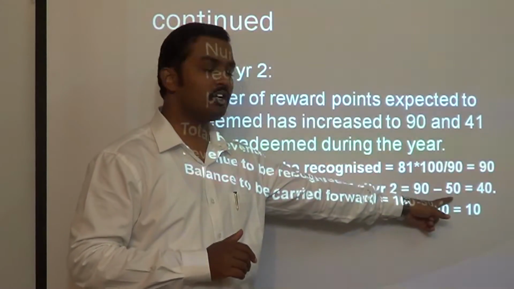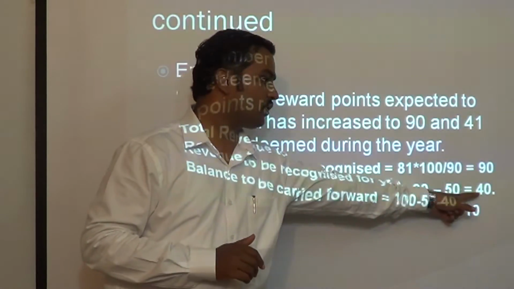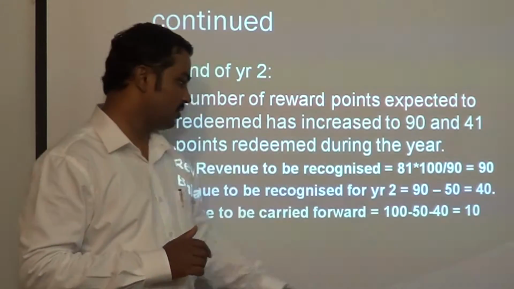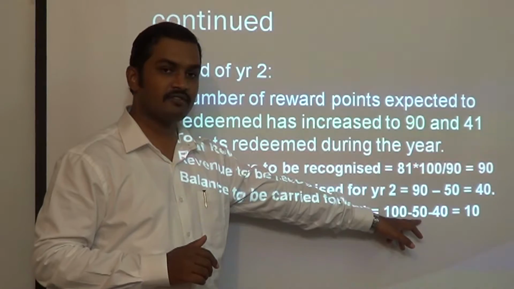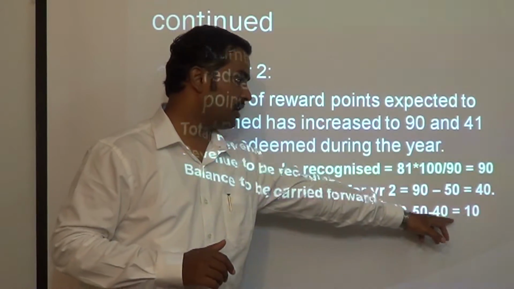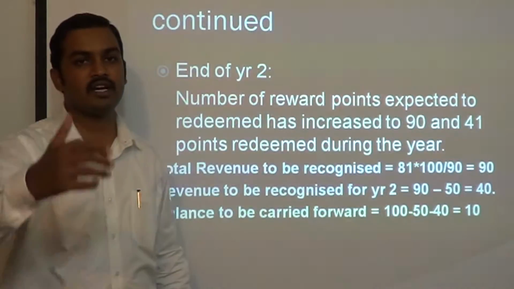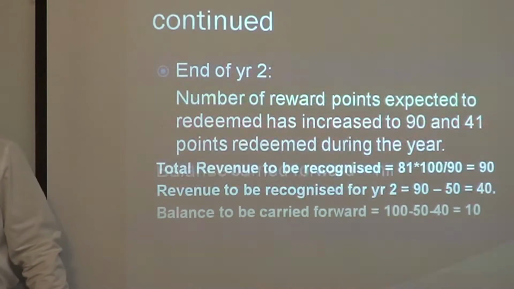Out of that, 50 has already been recognized in the first year. Hence 40 will be recognized in the second year. So what is the balance amount to be carried forward? Out of 100, 50 was recognized in the first year, 40 has been recognized in the second year. The balance 10 would be carried forward as deferred revenue for the third year.